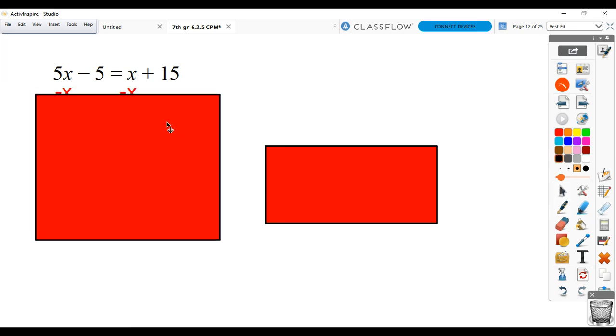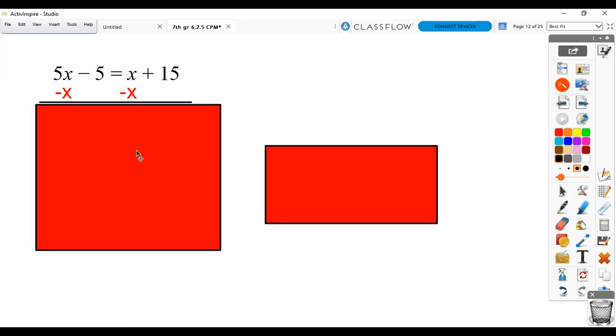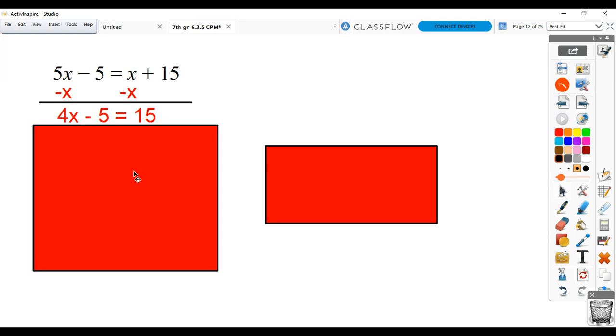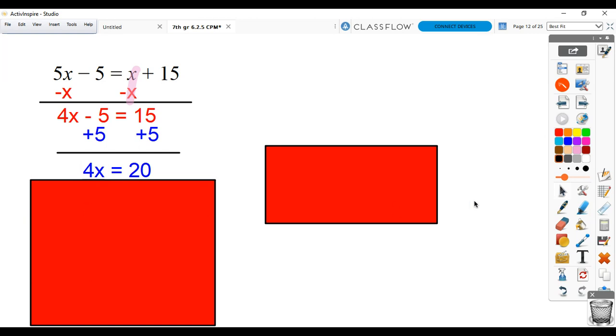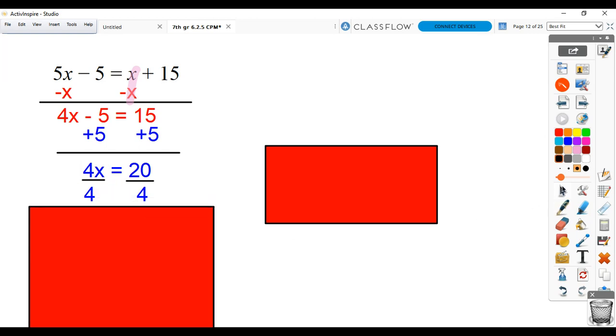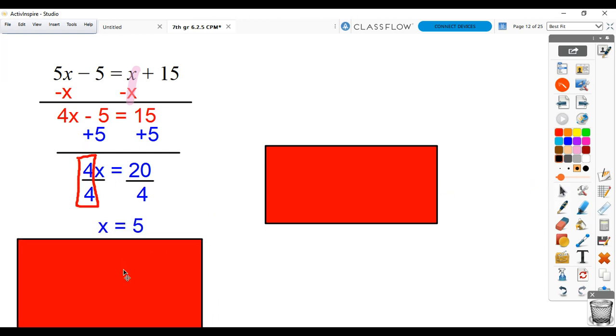For this one, you would start by subtracting x from both sides. You get 4x minus 5 equals 15. Again, that's because these x's are zeroed out. We would add 5 to both sides, giving us 4x equals 20. Again, we don't want the value of 4x, we want just the value of 1x or x, so we would divide both sides by 4, which then creates a giant 1, so 1x or x, which is what we want. X would equal 5.